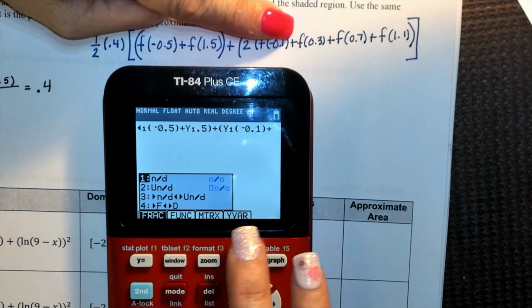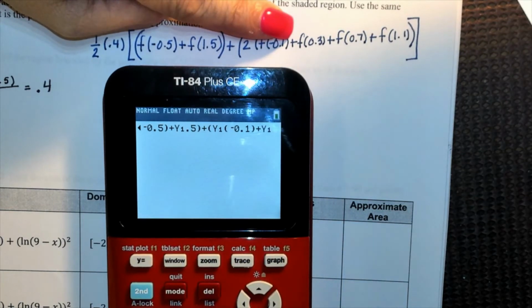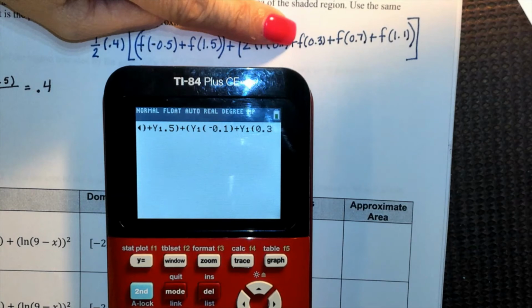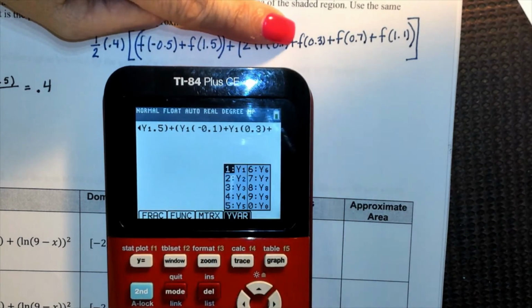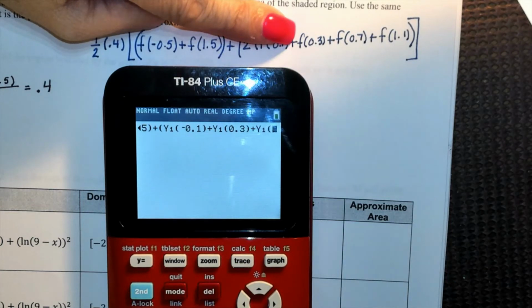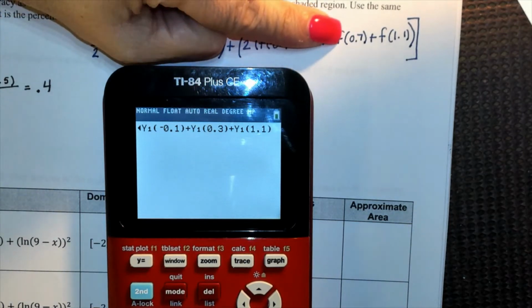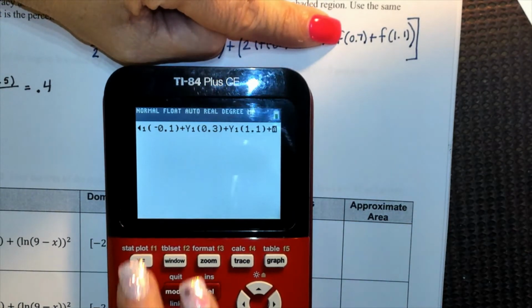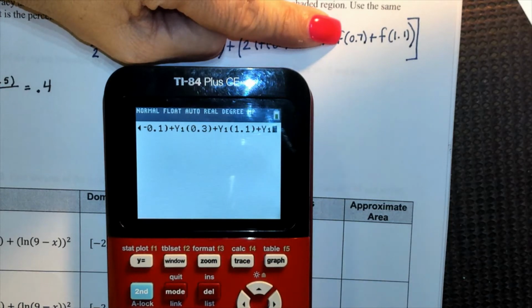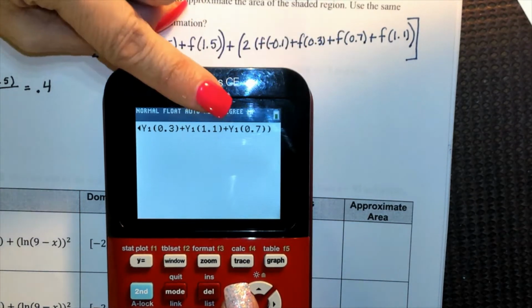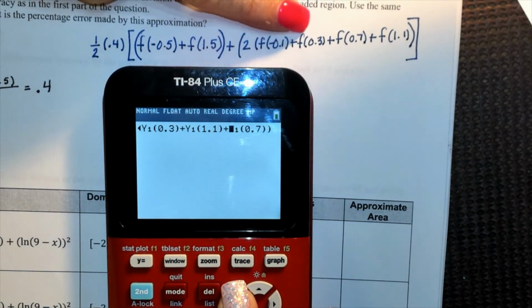Plus alpha y equals, y vars, parentheses 0.3, plus alpha y equals, y vars, parentheses 1.1. Oh, I forgot the 0.7. It doesn't matter what order you put it in, you're going to do the same thing, plus alpha y equals y vars, and I need to put in the 0.7. Okay, so I've got 0.7, I've got 1.1, I've got 0.3.